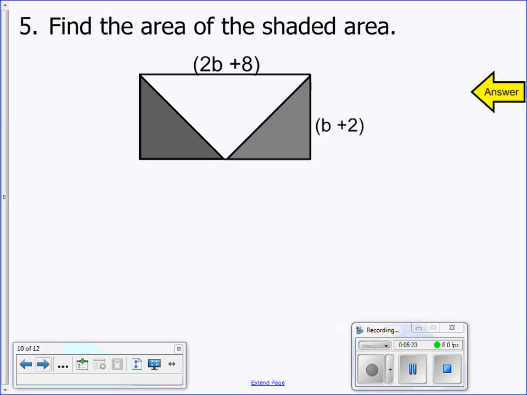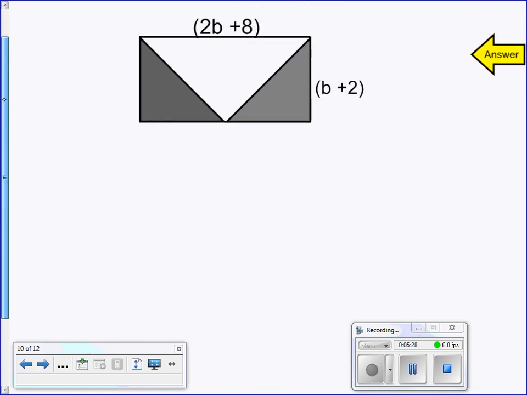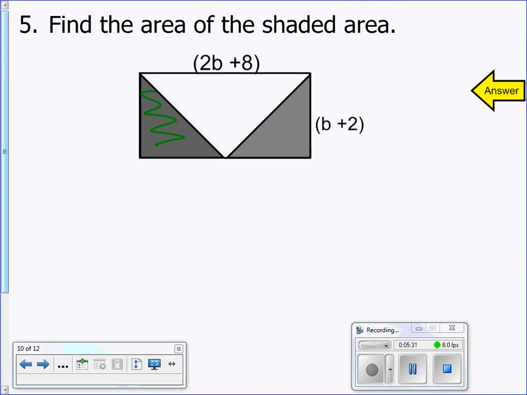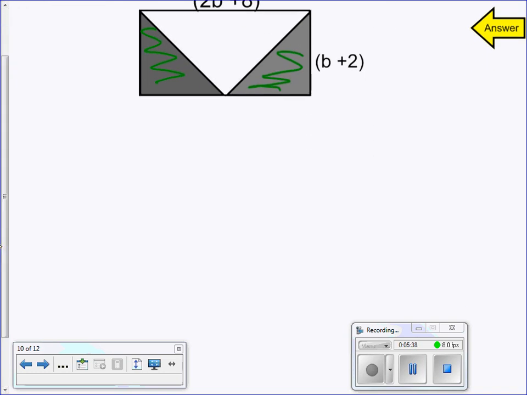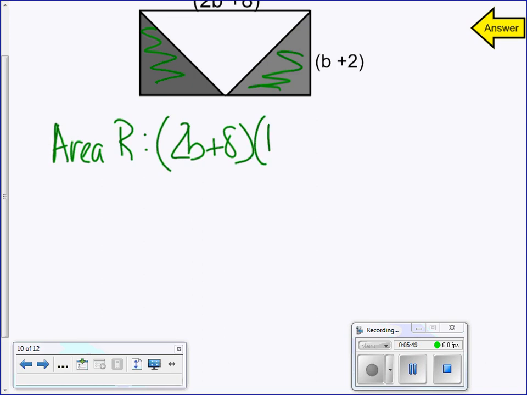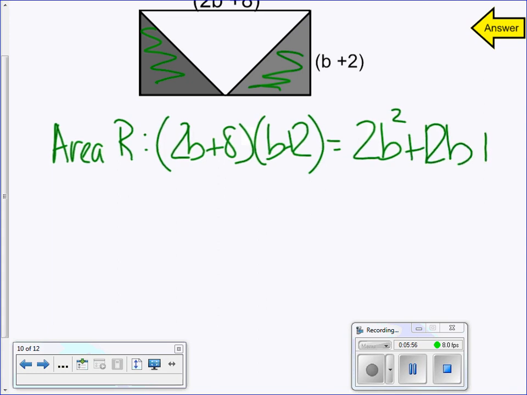All right, find the area. It's a very long problem. So to find the area of the shaded region, I want this and this. That means I have to take the area of the rectangle and subtract the area of the triangle. The area of the rectangle is length times width. So that's 2b plus 8 times b plus 2. And that gets me 2b squared plus 12b plus 16.